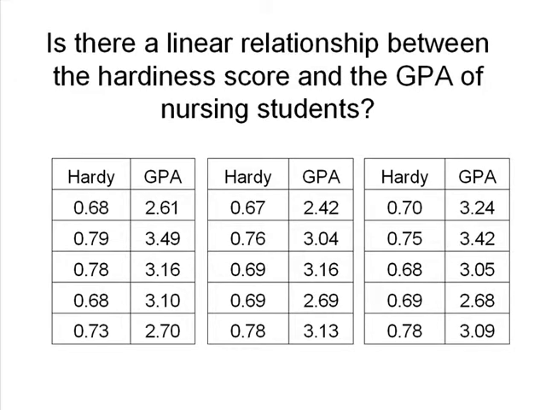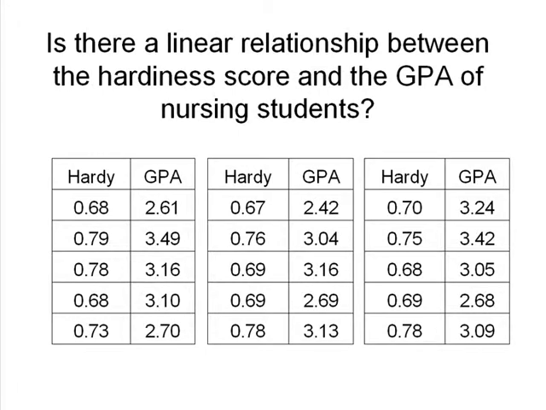The fabulous faculty at a very prestigious school of nursing has developed a hardiness score. This hardiness score is meant to predict how well the students would do in their first year of nursing school. We also have the GPAs for the first year of nursing school for each of the subjects in our study. And we have 15 different subjects in this study. So each line in this table represents one student, both that student's hardiness score and that student's GPA.